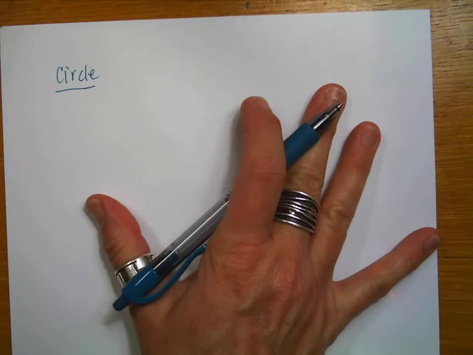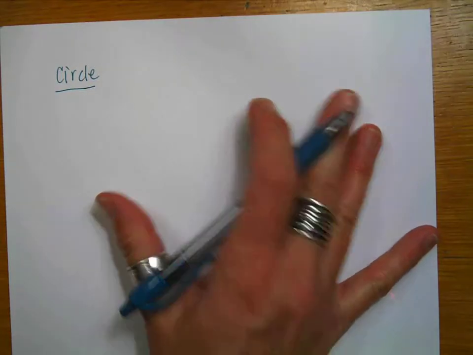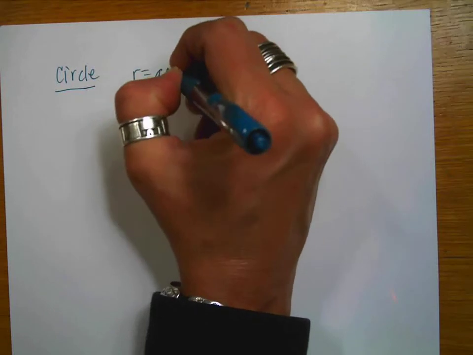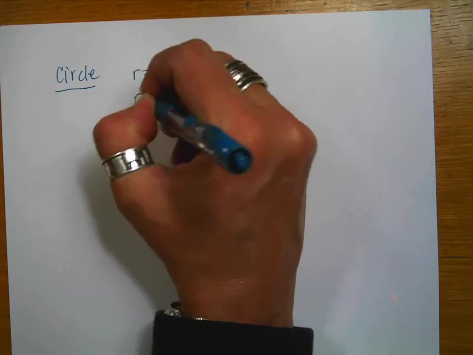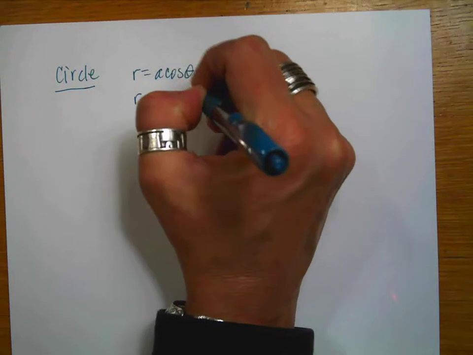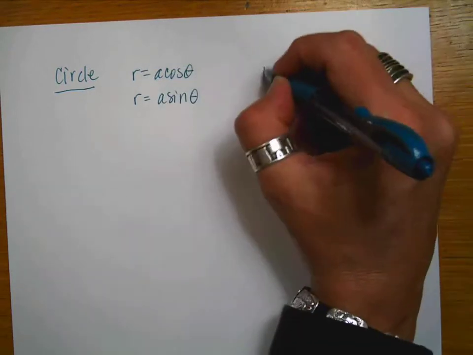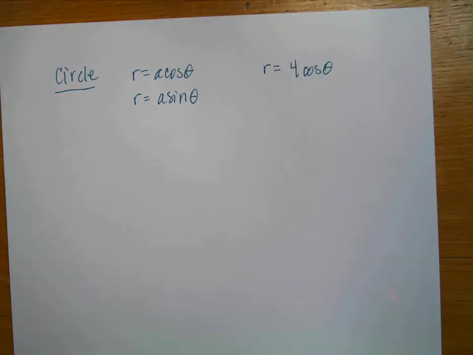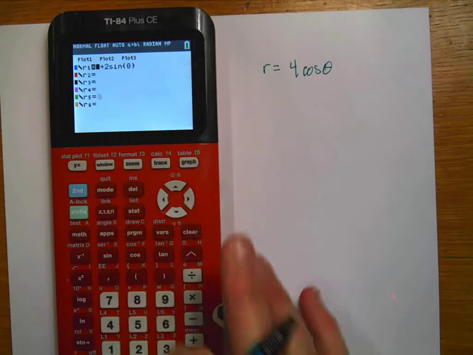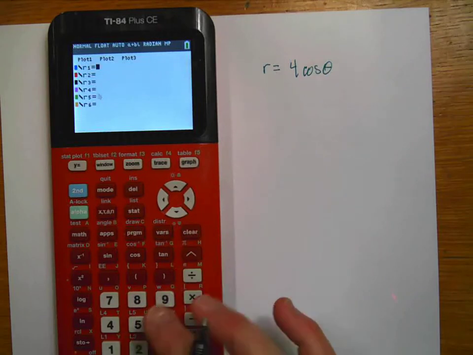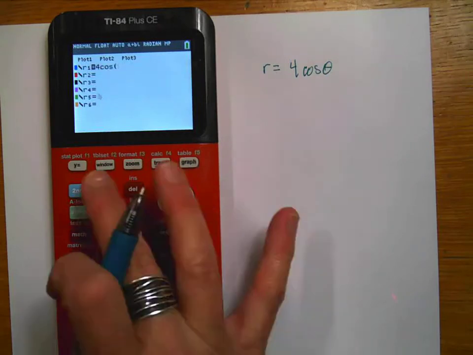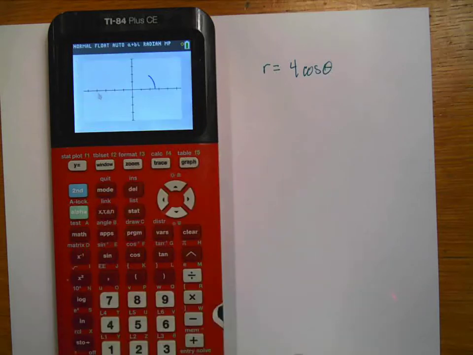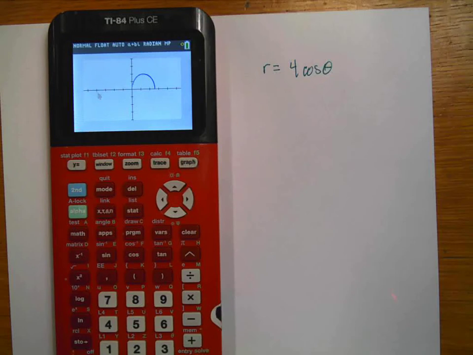The next special curve is a circle, and it's really nice to graph it in your calculator with polar coordinates. The equation is going to be r is equal to a cosine theta, or r is equal to a sine theta. So let's say I'm going to enter r is equal to 4 cosine theta. Again, our symmetry is going to happen about the polar axis. So I'm going to enter 4 cosine theta, close, and then I'm going to do my zoom 7.